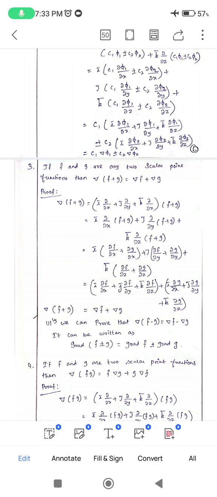So here del pi 1 is written as i into dou pi 1 by dou x plus j into dou pi 1 by dou y plus k into dou pi 1 by dou z. So C1 del pi 1 plus or minus C2 del pi 2.